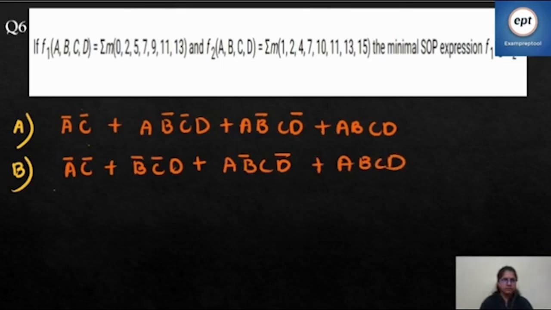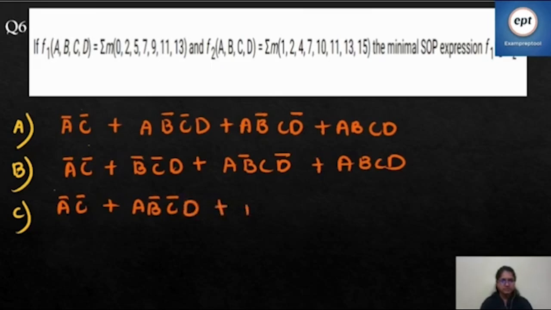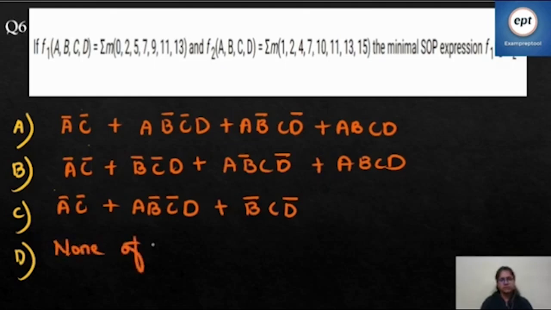And now if we see option C, it is A C bar plus A B bar C bar D plus B bar C D bar, and option D is none of the above. So these are the options given to us.